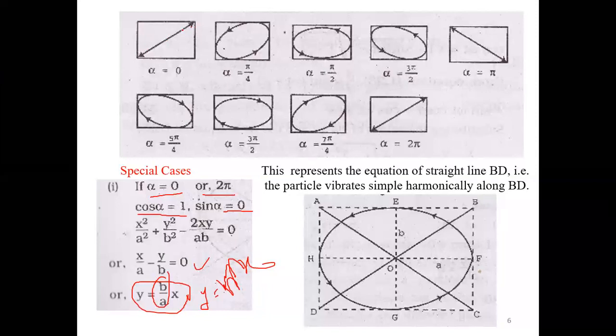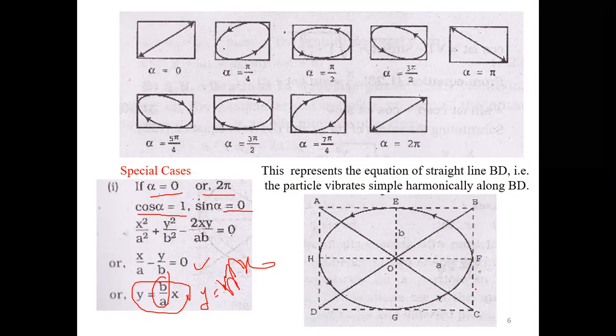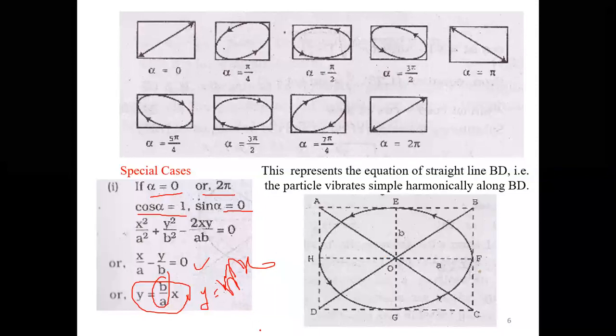Along that direction, it is a closed curve. It will go there, come back, go there, come back. So again, it will be simple harmonic. It will start to vibrate that way. So this represents the equation of the straight line BD here. That is, the particle vibrates simple harmonically along BD.